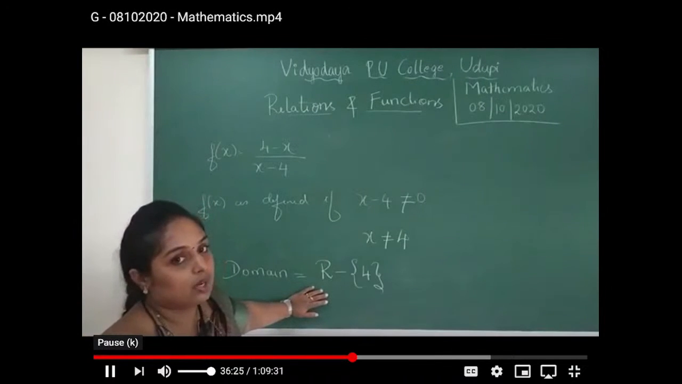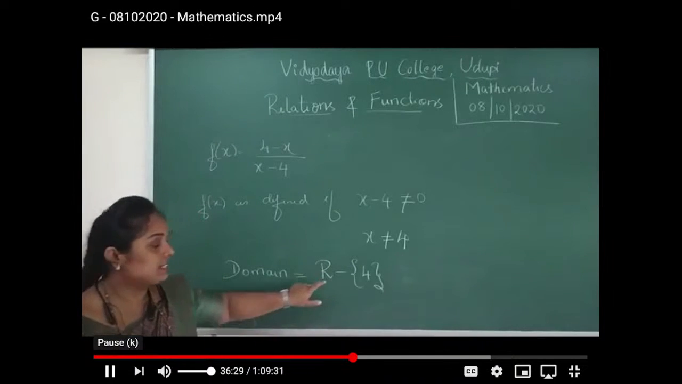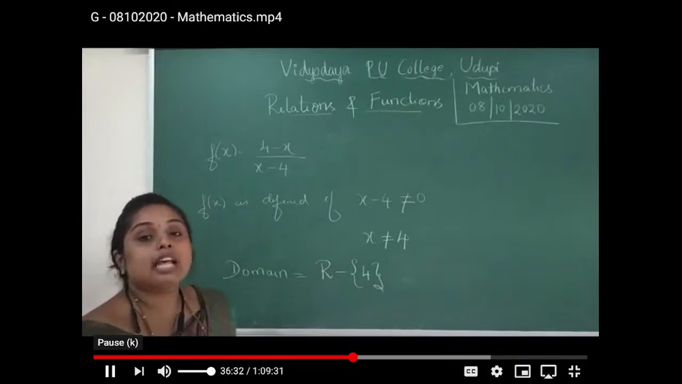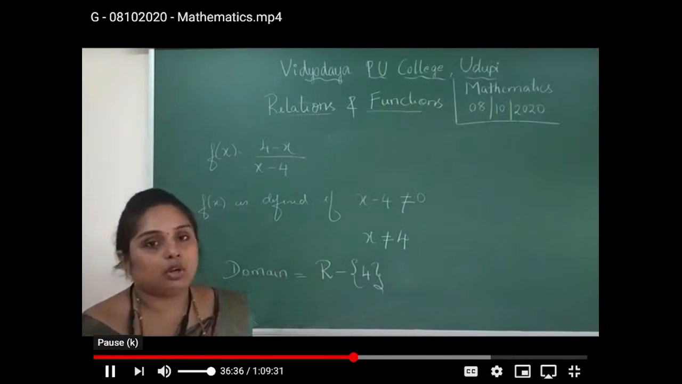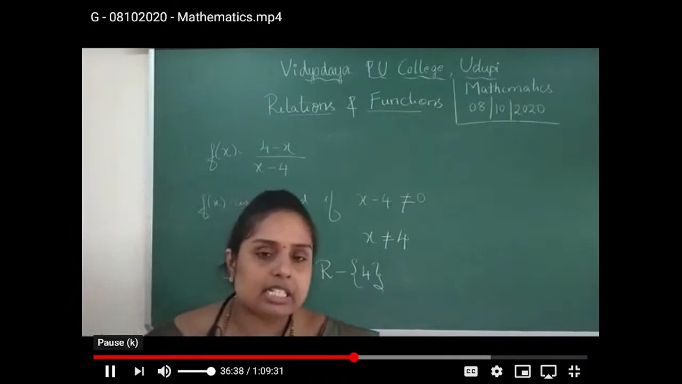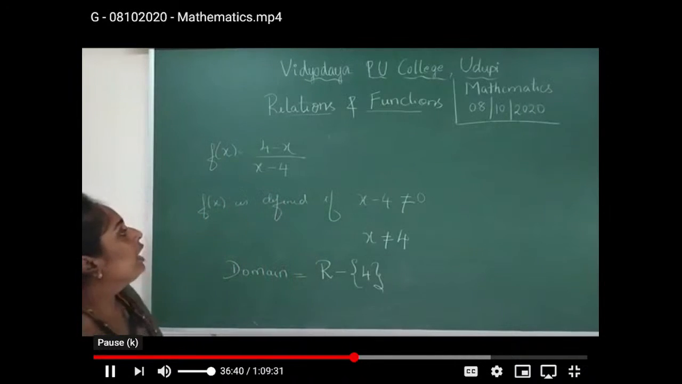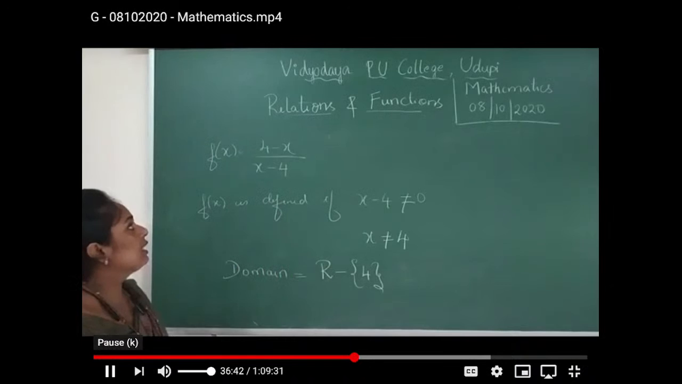Because in the first option, domain is all real numbers. Second option, R minus 1. Third is R minus 4. And the fourth option is R minus of minus 4. So looking at the domain, you can make out the third option is correct. But still, let us find the range. Okay. Now, what is the range for this?